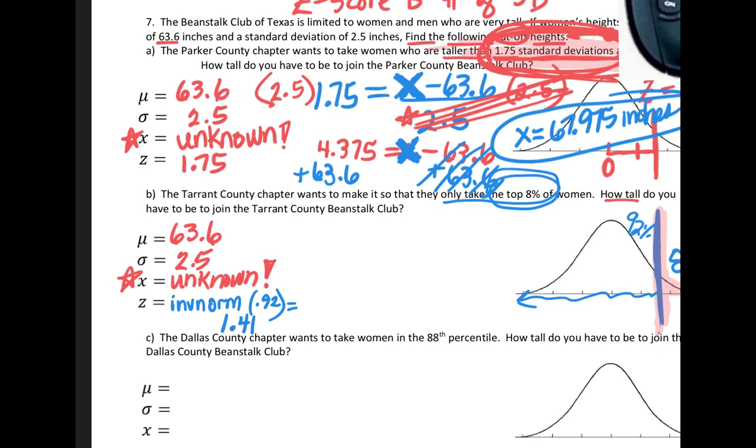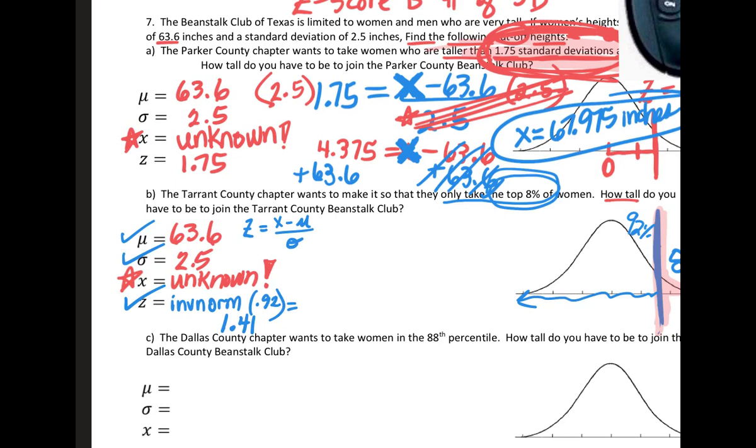Okay, so now there we have it. We have 3 out of 4 things. We have mu, sigma, and z. So put it in this z-score formula. Z equals x minus the mean over the standard deviation. So let me fill in the blanks.